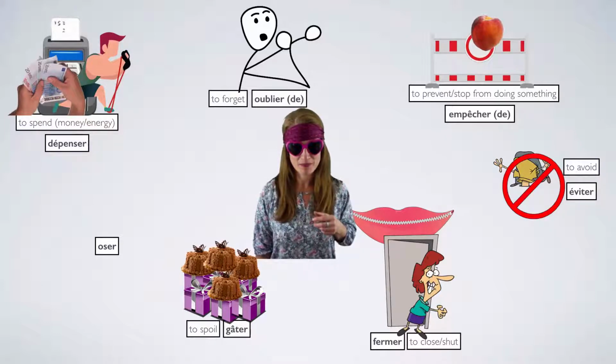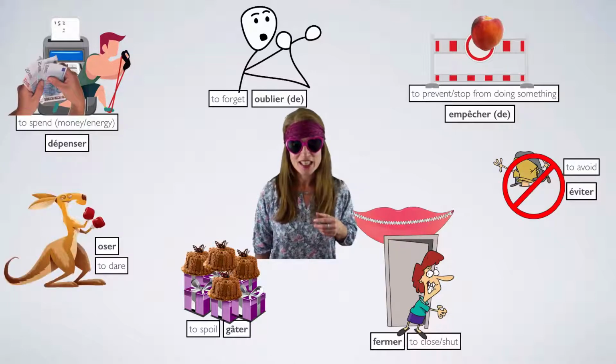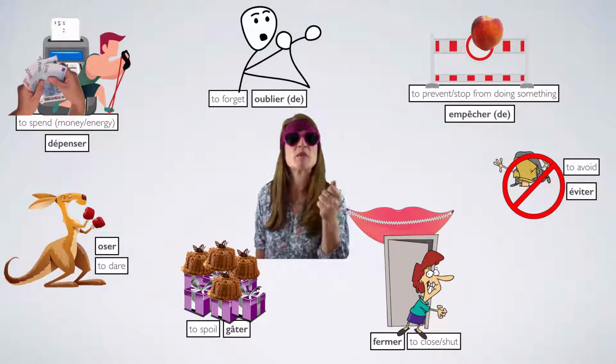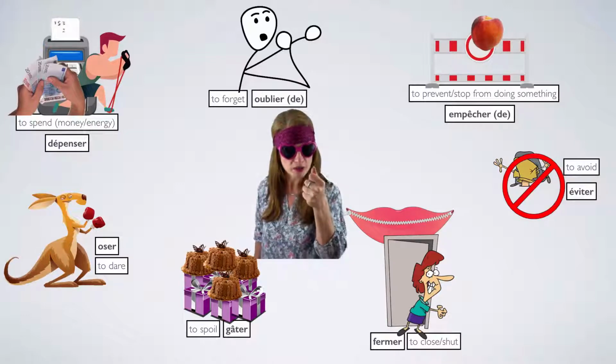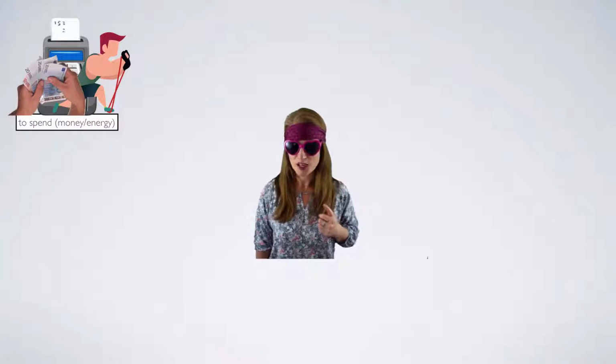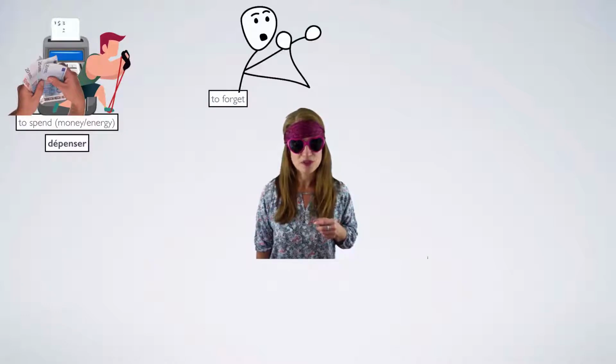Oser. It's about the shortest ER verb you can get. Oser. Sounds a bit like Aussie. We have an Aussie kangaroo here who's like, come on, fight me if you dare, with his boxing gloves on. Oser, to dare. So your turn. How do you say to spend, as in to spend money or energy? Dépenser, to forget. Oublier, and if you follow it with a verb, oublier de.